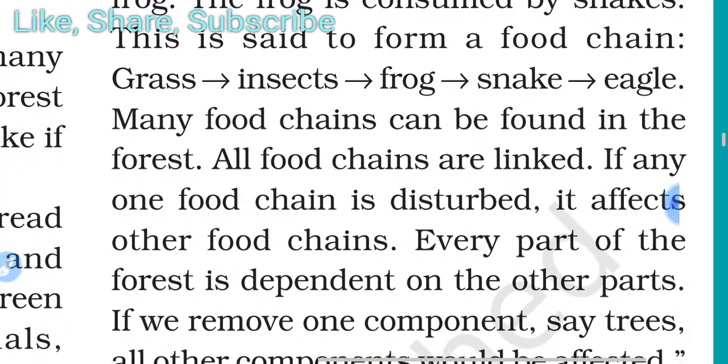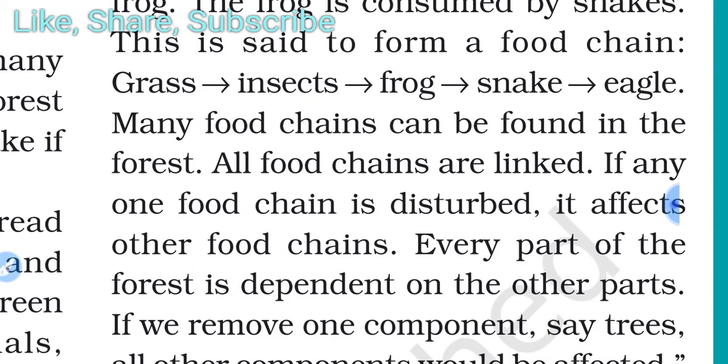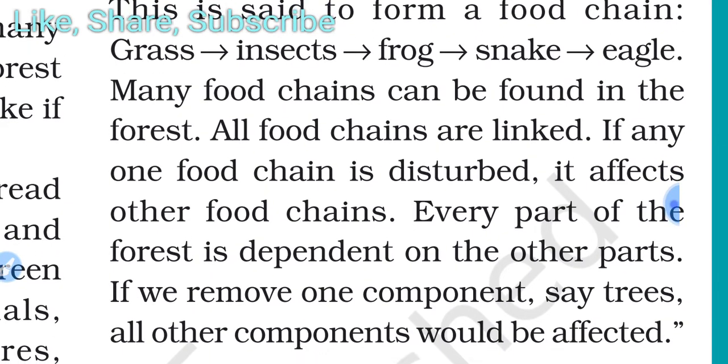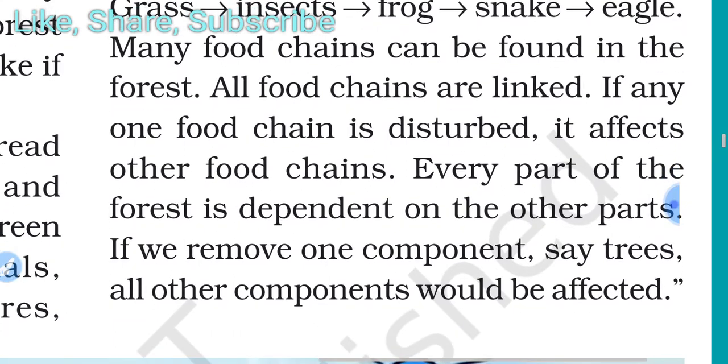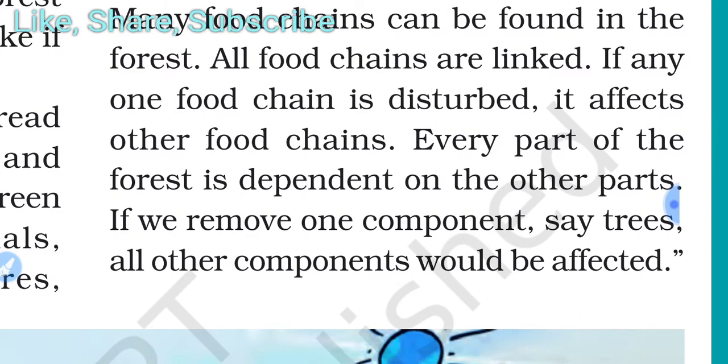So many food chains can be found in the forest, and all food chains are interlinked. If one food chain is disturbed, it affects other food chains. So every part of the forest is dependent on the other parts. If we remove one component, say trees, all other components would be affected. It is the same thing in nature, whatever cycle is present. Nowadays we talk about global warming, etc. Why is it happening? Because the components are not in an equilibrium state.